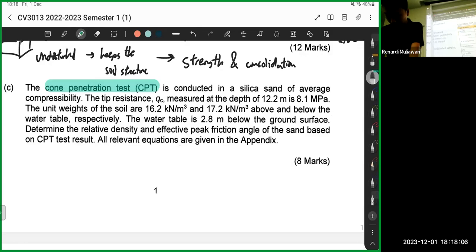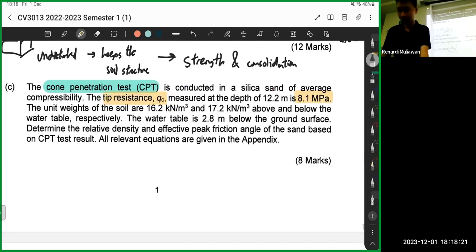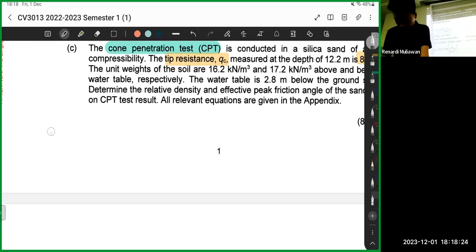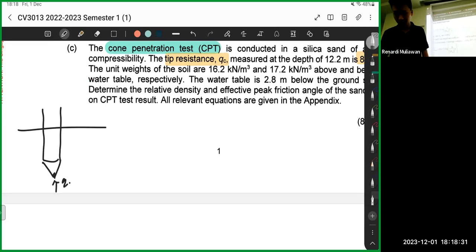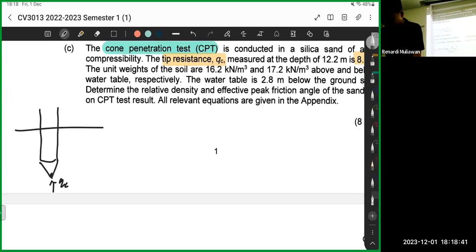So you have a CPT test. They give you QC. QC is the tip resistance, which is 8.1 megapascals. So what that means, right? This is your cone. Your cone will have some resistance at the tip. That's what we call QC. For every CPT test, there's always QC and FS. FS is the side friction.